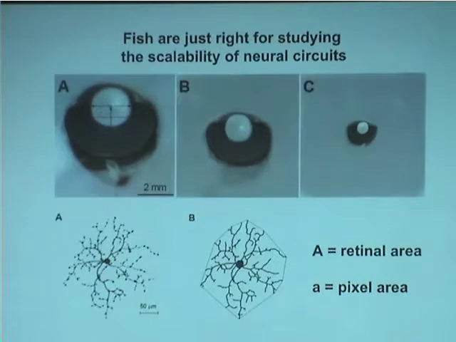And so what I've shown here in A, B, and C are the eyes from three goldfish: a small goldfish in C, a medium-sized goldfish in B, and a big goldfish in A.